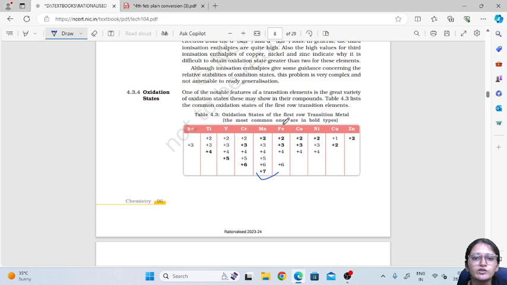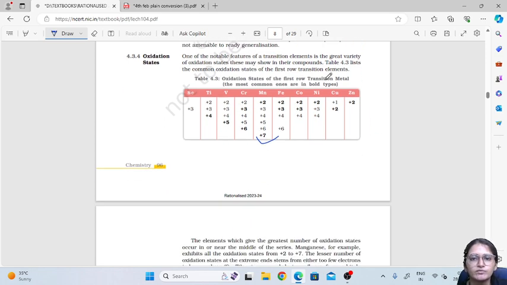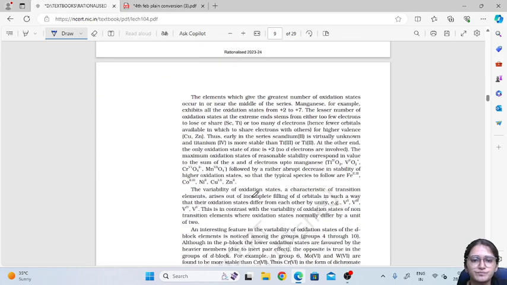And what you need to remember here is the elements which show higher oxidation state and other oxidation states of the elements. Okay, so why does it increase here? Because when you go from scandium to manganese, unpaired electrons increase, but when you again go from manganese to zinc, unpaired electrons decrease. So that results in the oxidation number of these particular elements.